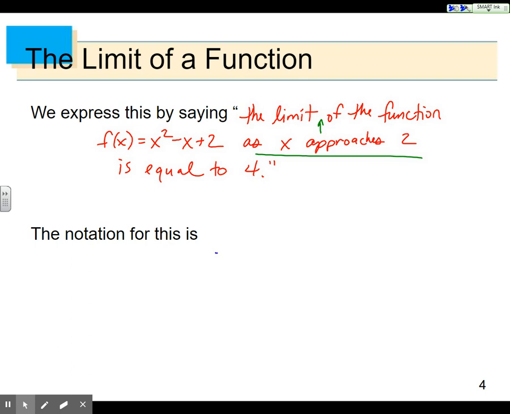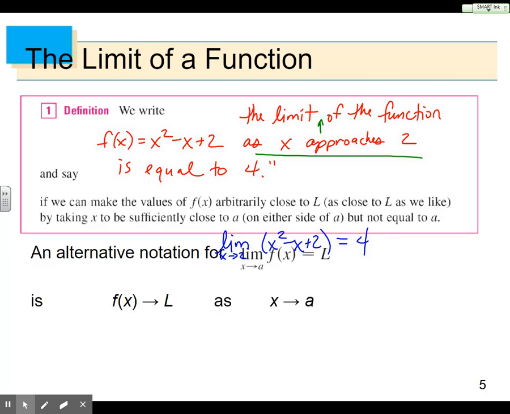So we can simply write the limit of the function x squared minus x plus 2 as x approaches 2. Notice how x approaches 2 is an x arrow 2, and it's kind of smaller, and it just fits right there underneath that limit. And then is equal to 4 stays the same. So that's how we write it. Let me formally introduce it. And I'm not going to write it all out again.